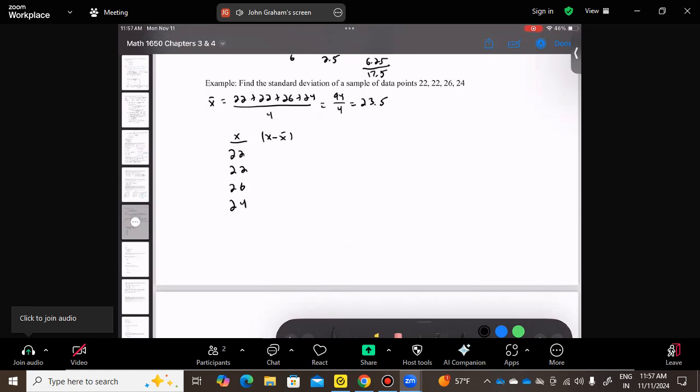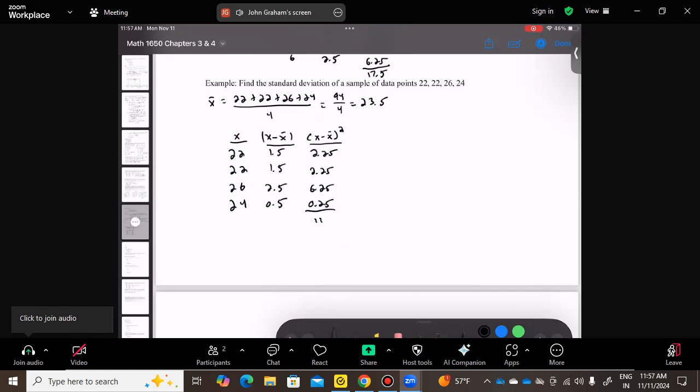So it would be 1.5, 1.5, 2.5, 0.5. Then find that difference squared. So 2.25, 2.25, 6.25, and 0.25. And we add them up, we get 11.